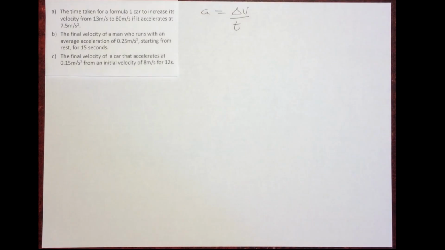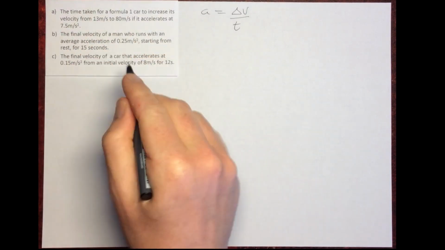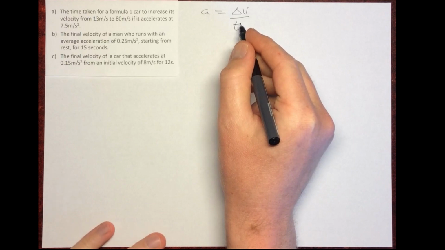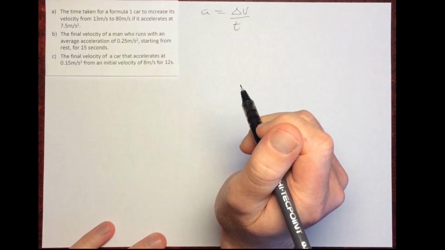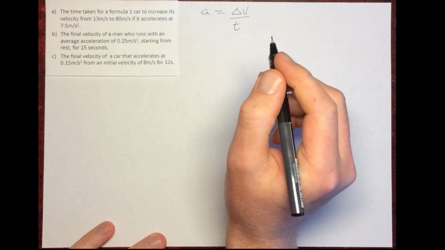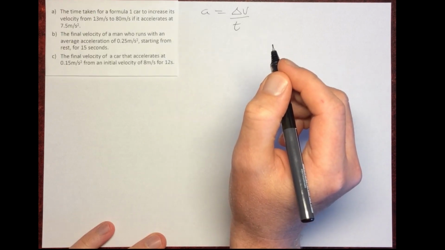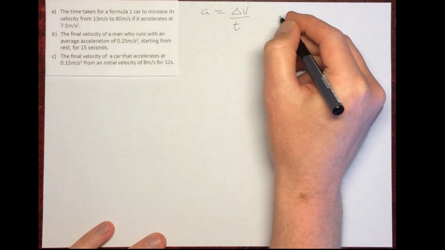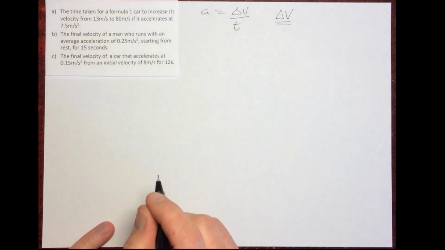In this video we're going to talk a little bit about rearranging the acceleration equation and using it for some more tricky questions. So first of all, this equation obviously is in the form that you're given it in the formula booklet. We now need to rearrange it. So how can we do that? Well, let's say we want to rearrange it into a form so that we can work out what delta v, the change in velocity, is.